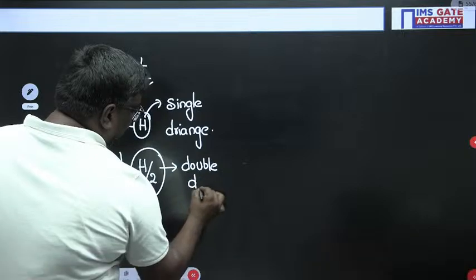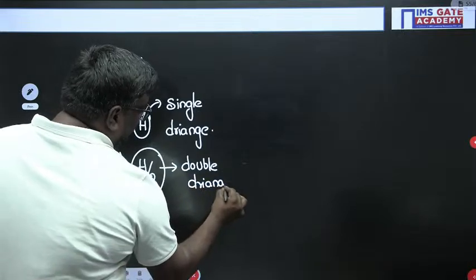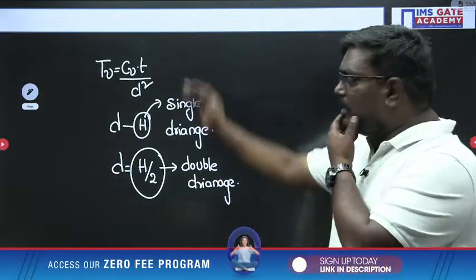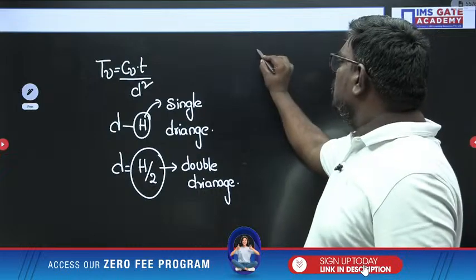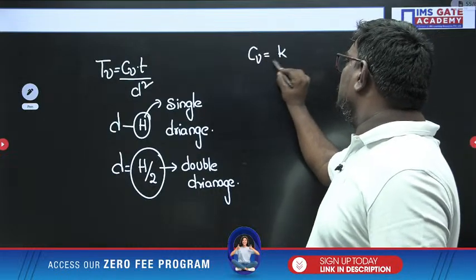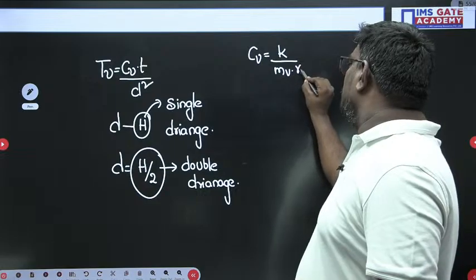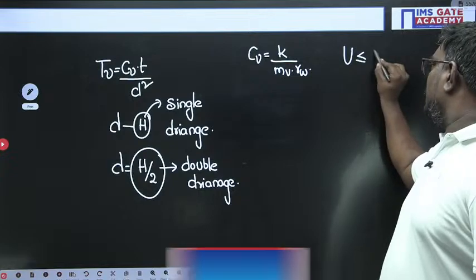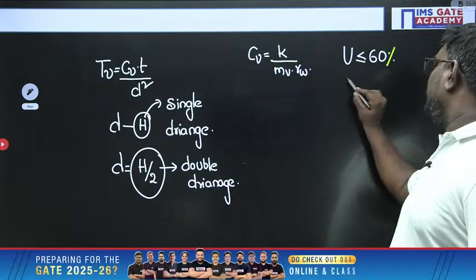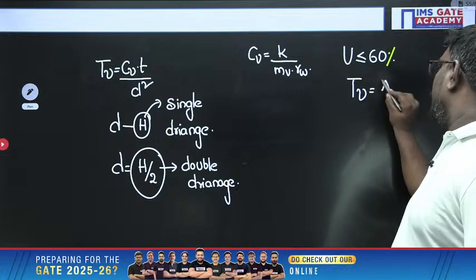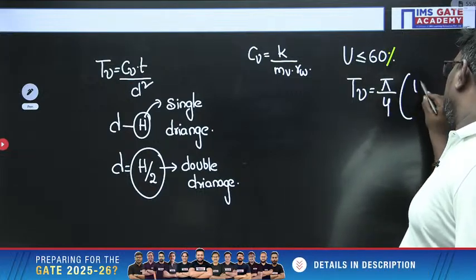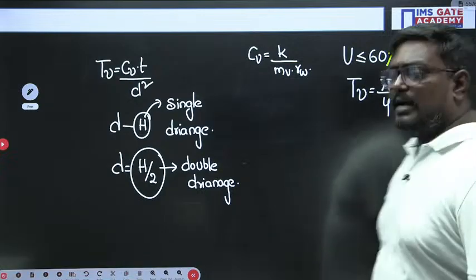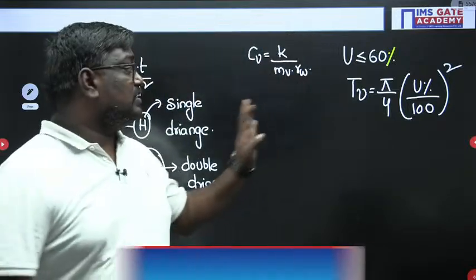And always remember, sir, see, if they tell you same amount of consolidation, you should be clear. Suppose, time factor, if I tell Tv is equal to Cv t by d square, and you should also have an idea, coefficient of consolidation is k into mv by gamma w. And you should also know this thing, if degree of consolidation is less than or equal to 60 percent, time factor is given by the formula pi by 4 into (U percent by 100) whole square.